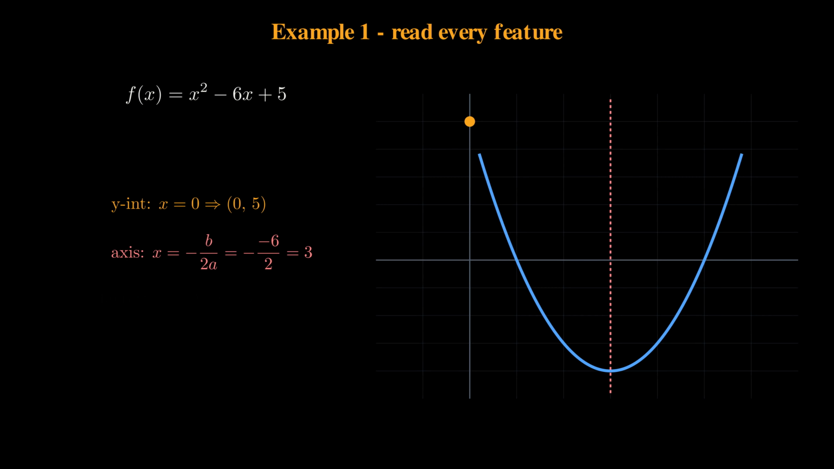Now the roots. This factorizes to (x minus 1)(x minus 5), because 1 and 5 multiply to give plus 5 and add to give 6. So the curve cuts the x-axis at x equals 1 and x equals 5. And notice 3 sits exactly halfway between them, confirming the axis. Every feature straight off the page.